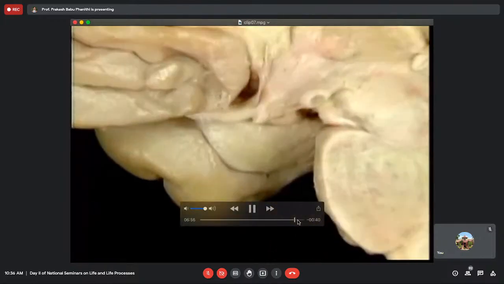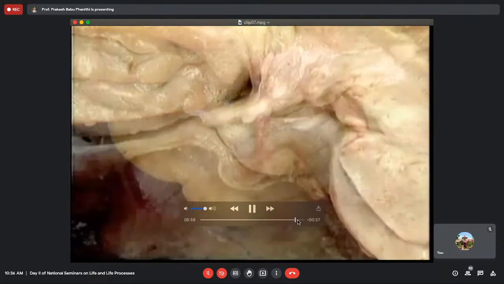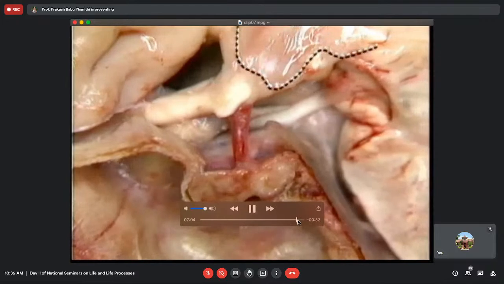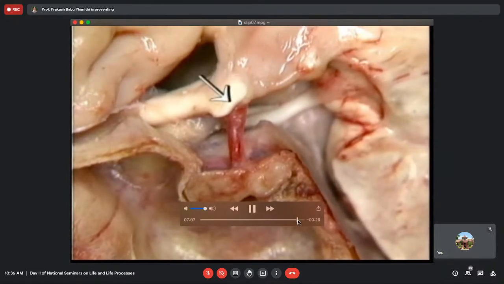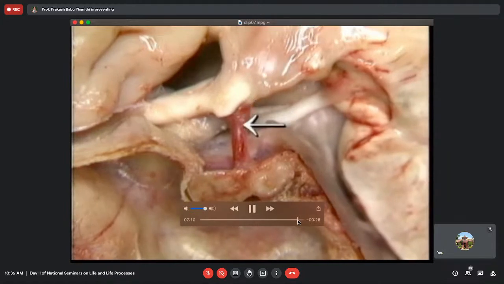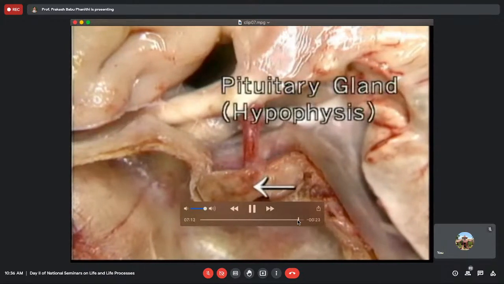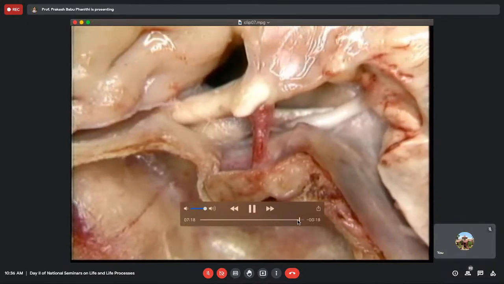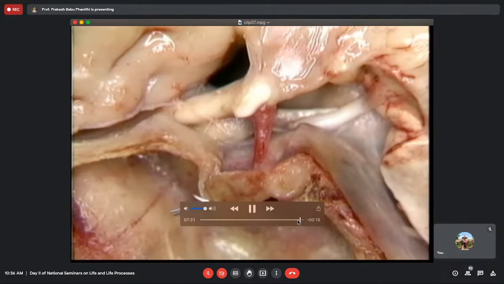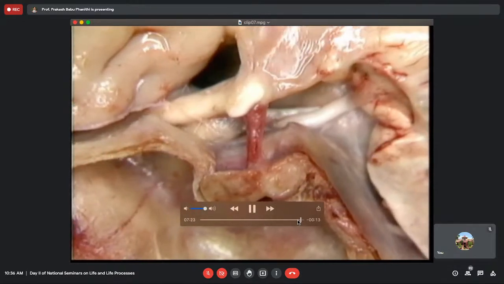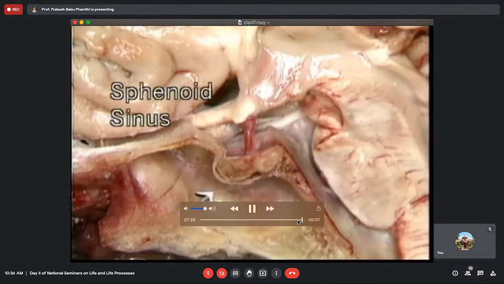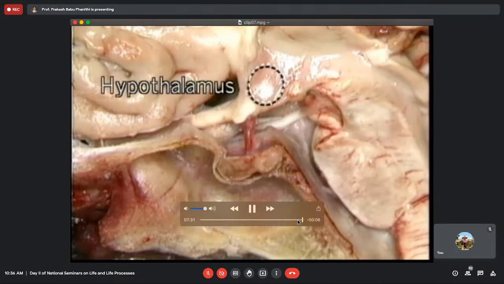To see how the pituitary gland is attached to the brain, we look at an intact specimen divided in the midline. Here's the floor of the third ventricle. Here's the optic chiasm. Here's the infundibulum, leading down to the pituitary gland or hypophysis. The anterior and posterior parts of the pituitary gland are quite distinct. The pituitary gland sits in the pituitary fossa. The pituitary fossa bulges downwards into the roof of the sphenoid sinus. This area just above the pituitary stalk is the hypothalamus.